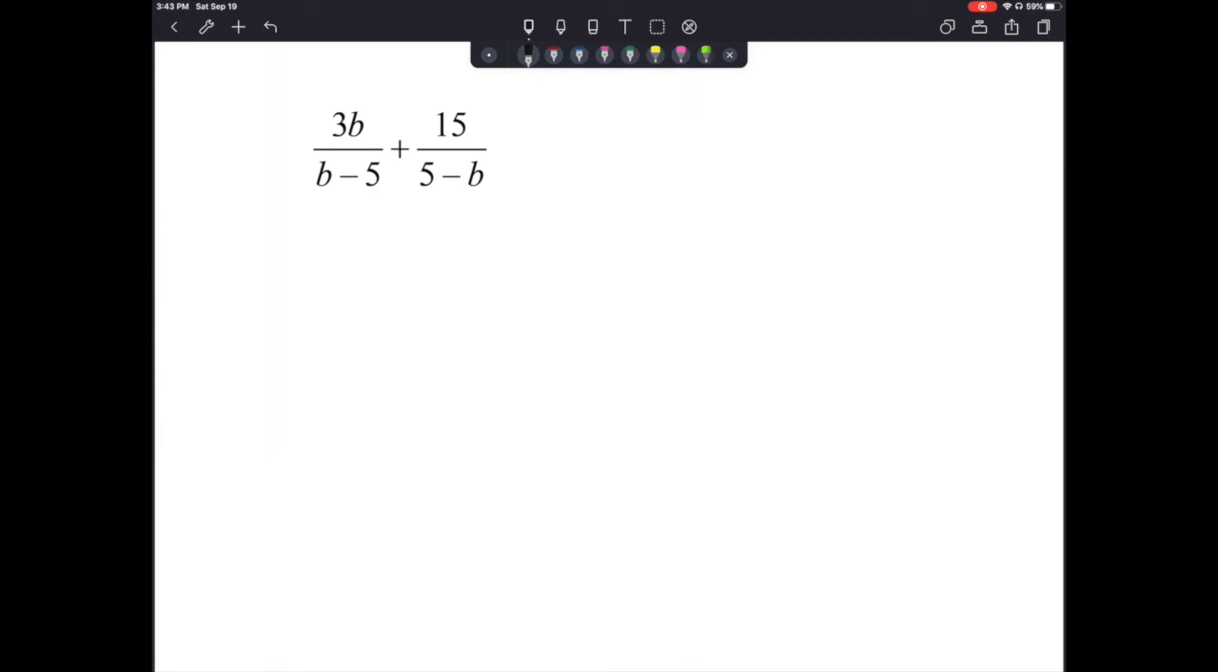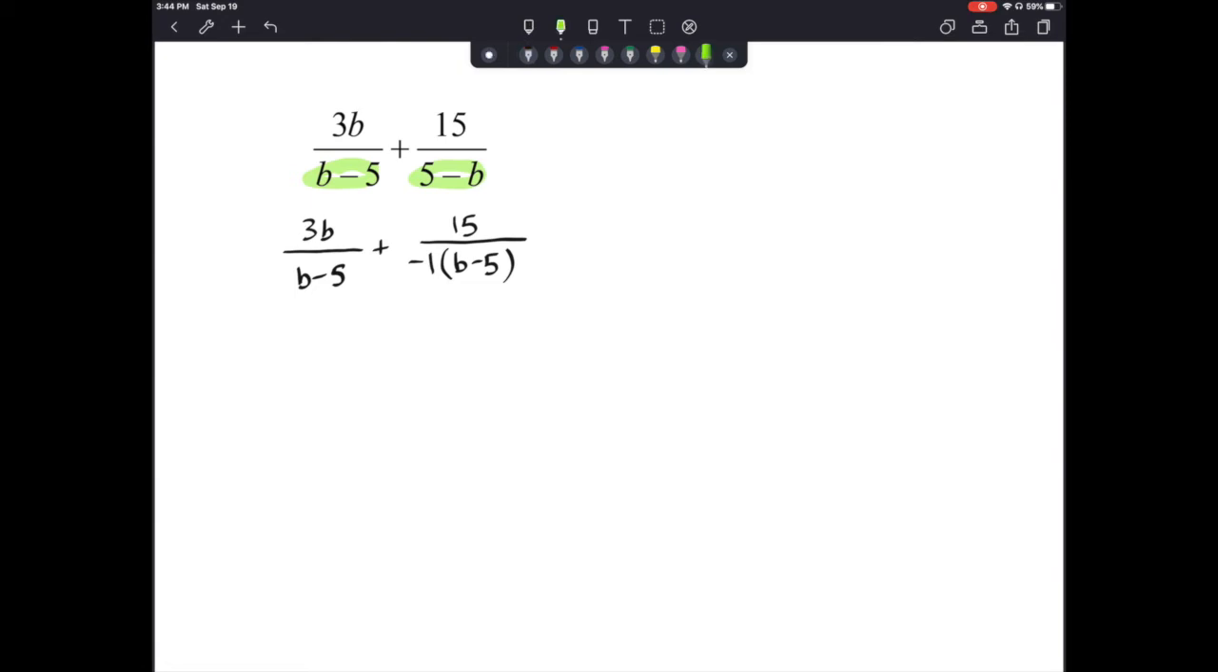The next problem: 3b over b minus 5 plus 15 over 5 minus b. Let's pay close attention to our denominators. How would you describe these? They're opposites. So I could turn this denominator on the right into the same denominator by factoring out a negative 1. Now I have negative 1 times the quantity of b minus 5 in the bottom, and on the left side, I have my 3b over b minus 5. So the only thing that's different is this one is negative.